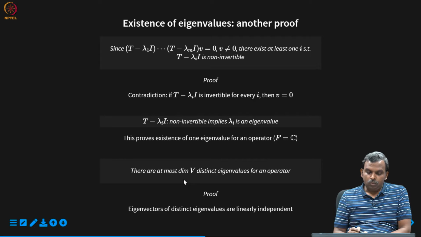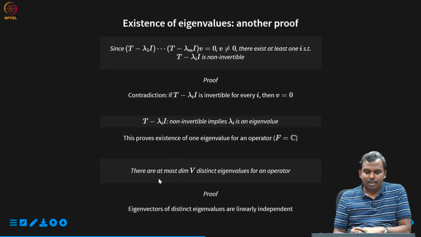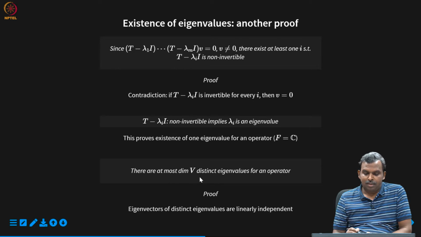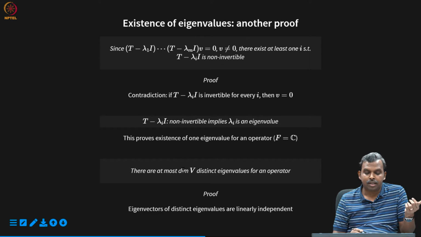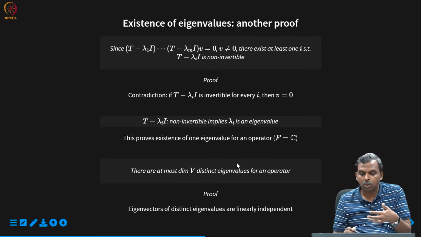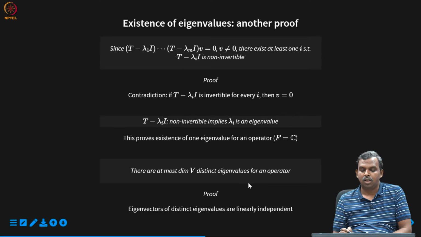Now there are many other results, and one of the results that we will see and use in this class is this interesting little result here. There can be at most dimension of V distinct eigenvalues for an operator. So what is the proof? The proof is actually quite simple. The eigenvectors corresponding to distinct eigenvalues have to be linearly independent. How many linearly independent vectors can I have? Dimension V. So there can be at most dimension V distinct eigenvalues for an operator.